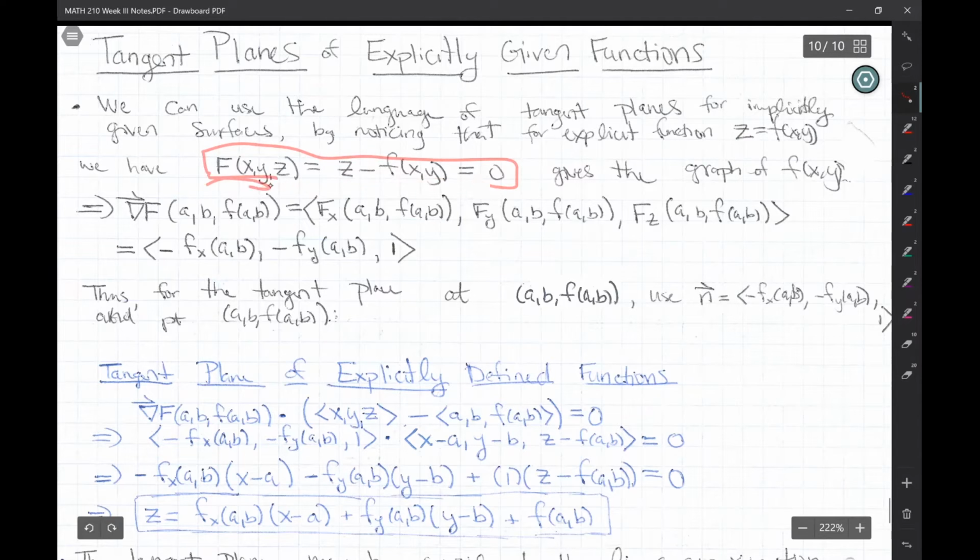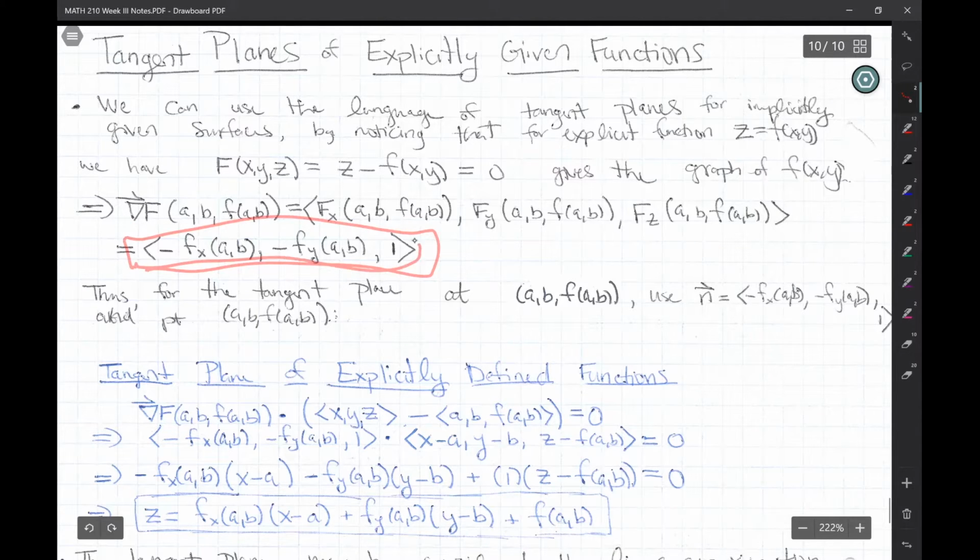So you just define a new function, capital F of x, y, z. Now this is a function of 3 variables. Set it equal to z minus f(x, y), the explicit dependence on x and y. Set that equal to 0, and you have the graph of the function as an implicit surface there. Now, with this in mind, we just plug it back into the machinery that we had before. You take the gradient of the function of 3 variables, and you'll be left with this at the end.